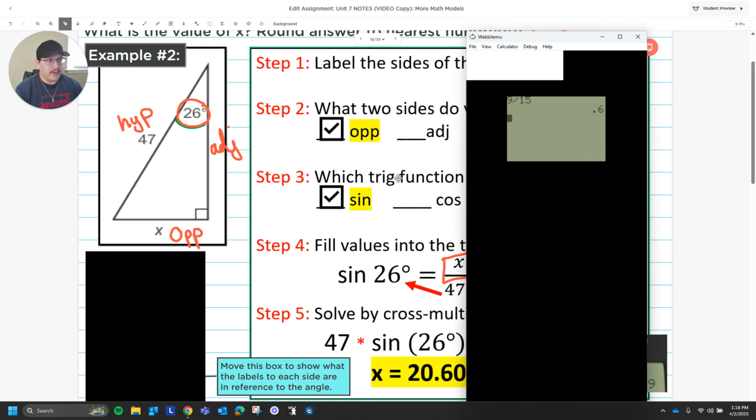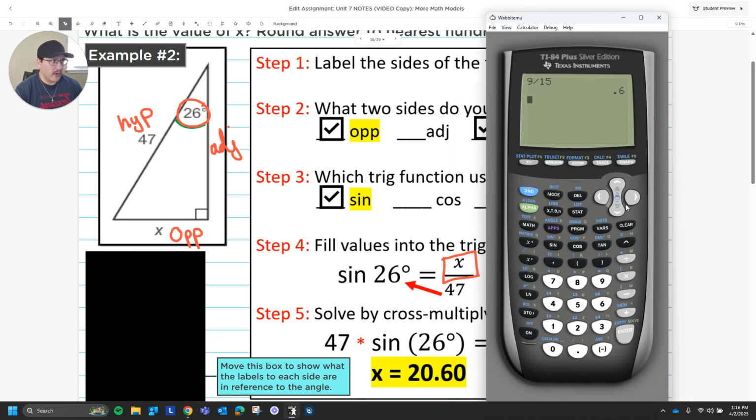If you want to figure out how to do this on a TI-84, I'll show y'all just the one time. Again, I'm going to make sure that this is set in degrees. Here are your 3 trig functions. It doesn't matter where you put the 47, but I'm going to type in 47 times sine of 26, and I will get the same answer, 20.60.